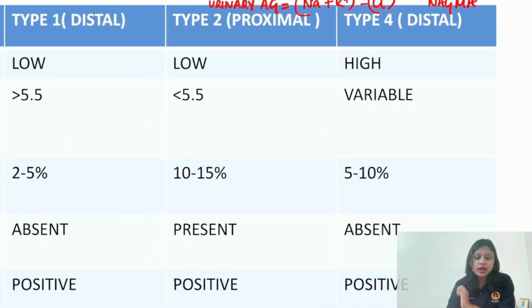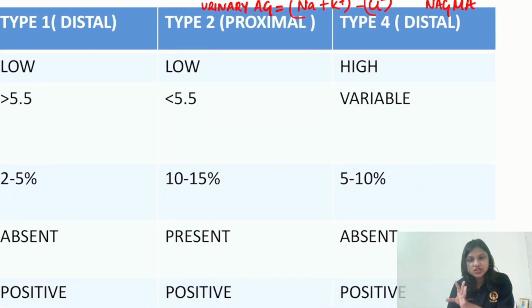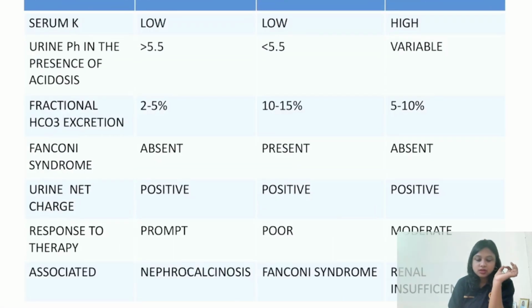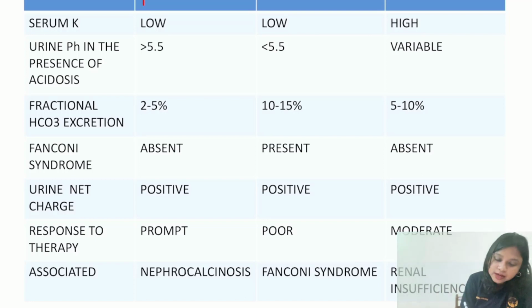So at least remember that renal tubular acidosis is one condition where there is a problem with the tubules of the kidney. Problem with the renal tubules, acidosis, that means there is a metabolic acidosis. And in any metabolic acidosis, we need to see the plasma anion gap. So it is a normal anion gap metabolic acidosis, and along with that the urinary anion gap is positive. See this point, urinary net charge. Let me tell you these three columns. The first one is type 1 RTA.